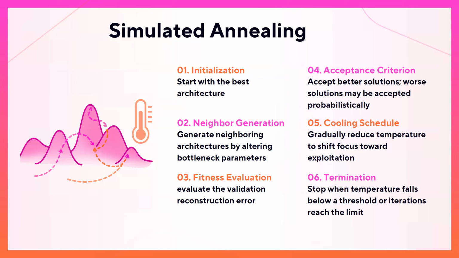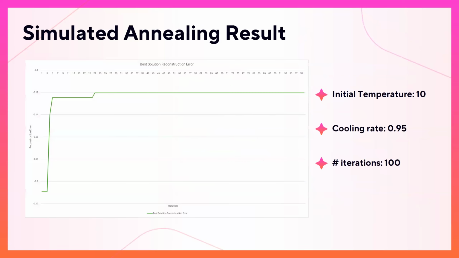After the global search part, it's time for the local search. After identifying the best architecture through the genetic algorithm, simulated annealing fine-tunes it, and the focus here is the bottleneck layer, the mid layer. The process starts with high temperature to allow exploration, gradually cooling down to emphasize exploitation. The fitness evaluation here is again the reconstruction error. Let's look at the results.